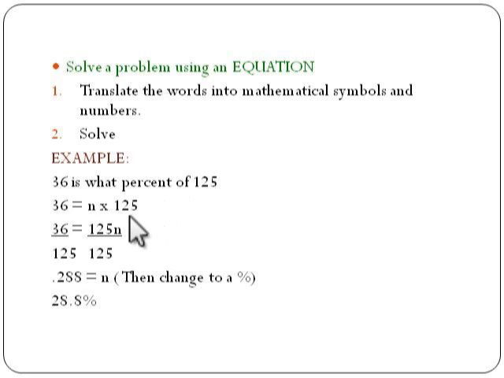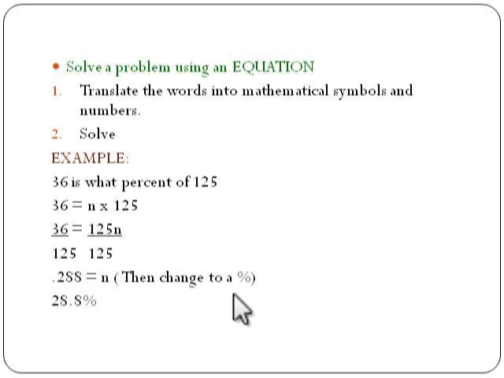125. So now once we have 36 equals n times 125, we know that we have to divide by 125 to get our answer. So 0.288 is equal to n.